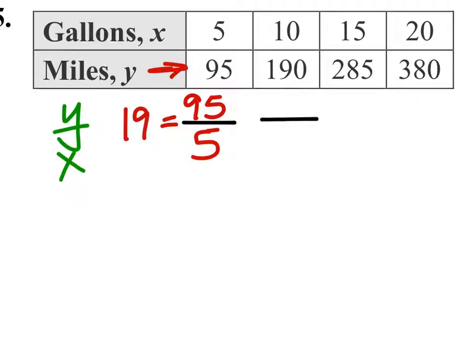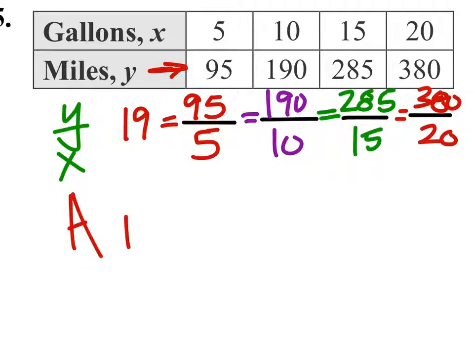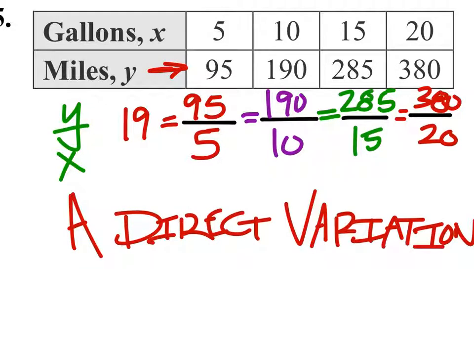Well, what about the next one? We're going to make these all fractions, unless we find any of them that aren't equivalent. So I've got 190 divided by 10. What does that equal? 19. So those are equal. That's good. What about the next one? 285 divided by 15 comes out to 19 as well, so that's equivalent. And finally, 380 divided by 20 comes out to 19. These are all equivalent. So this one is a direct variation, which means it's proportional.